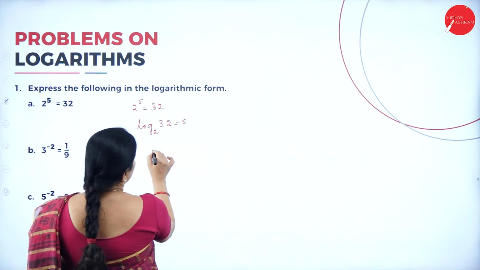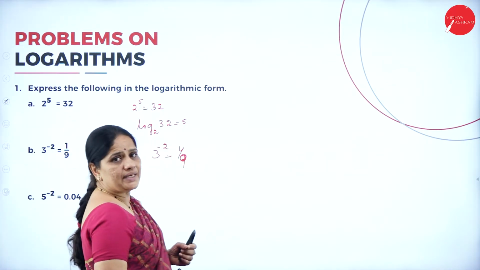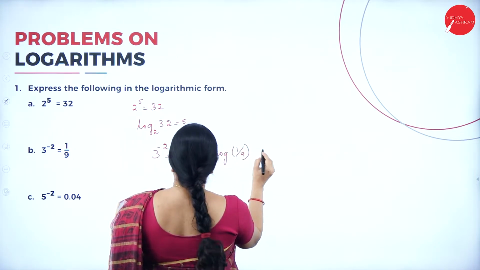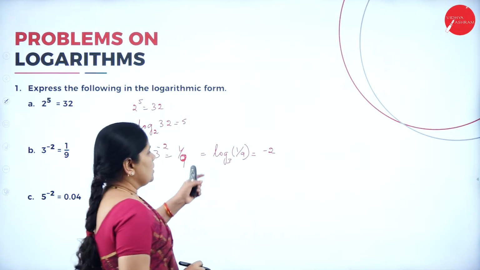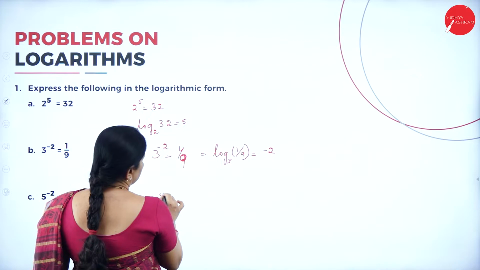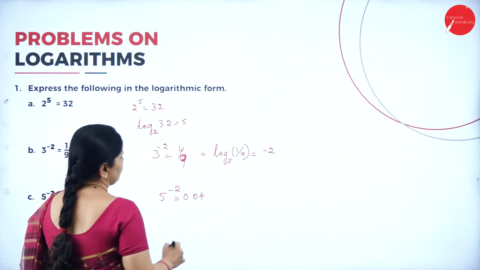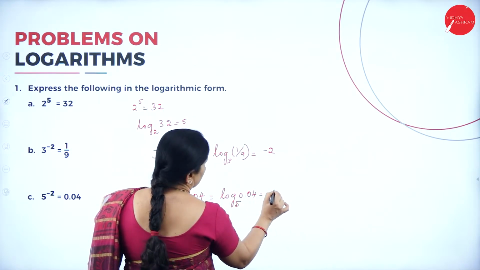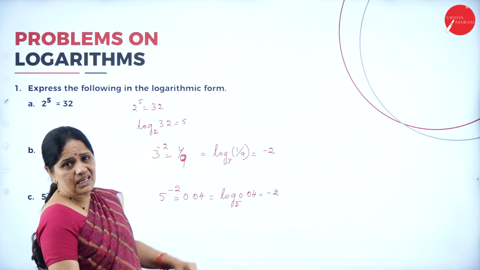Now the next problem, 3 to the power minus 2 equals 1 by 9. Now how do you write this? So this can be written as log 1 by 9 to the base 3 equals minus 2. Now the next problem here, the problem given is 5 to the power of minus 2 is 0.04. Now we write it in log form as log of 0.04 to the base 5 equals minus 2. So this is how we will be expressing the given powers in the logarithmic form.